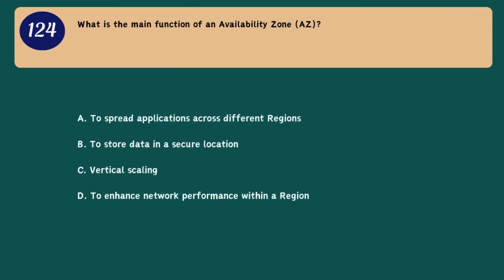Question 124. What is the main function of an availability zone? A. To spread applications across different regions. B. To store data in a secure location. C. Vertical scaling. D. To ensure high availability and safeguard data from hardware failures.